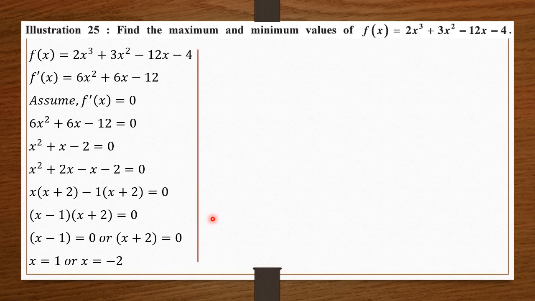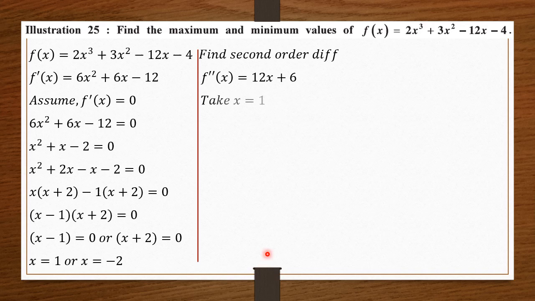Next step will be to get the second order differentiation. Okay, so finding second order differentiation, f double dash x, this equation here will be differentiated. So 6 2s are 12x, then 6x will be just 6 and negative 12 will be 0, so it is not written here. So f double dash x is 12x plus 6. Now we have two values of x available here, x is 1 or x is negative 2.